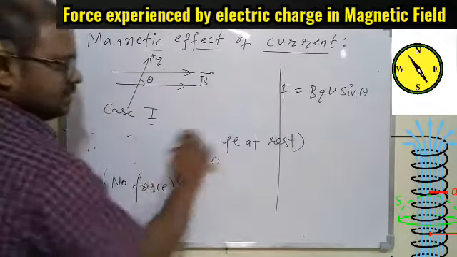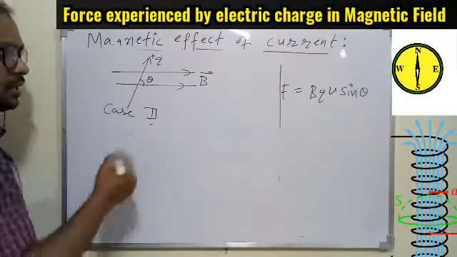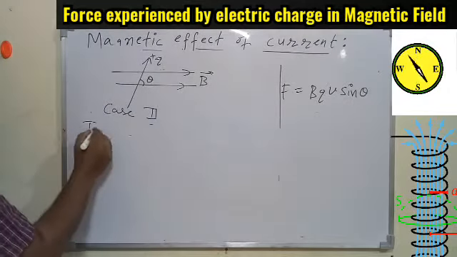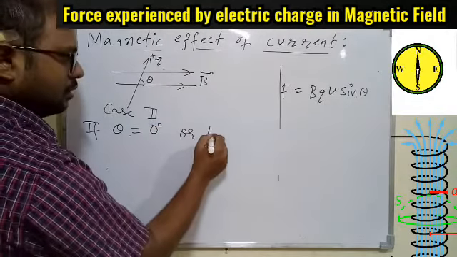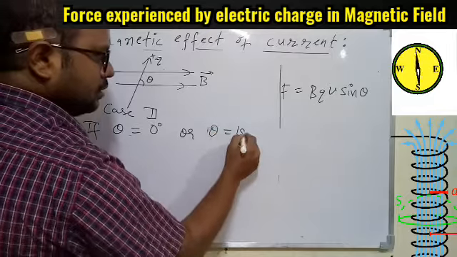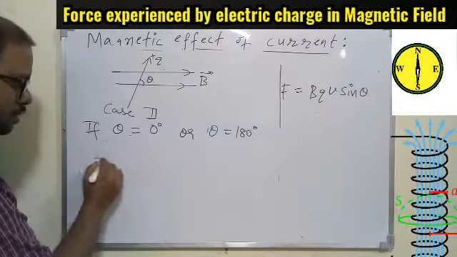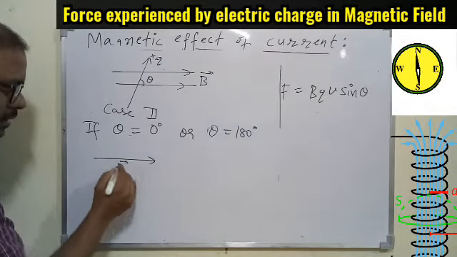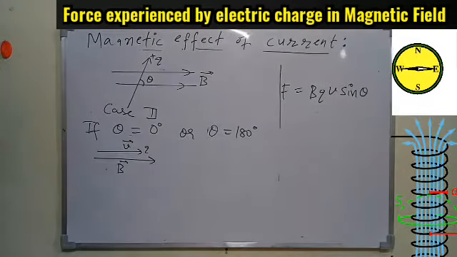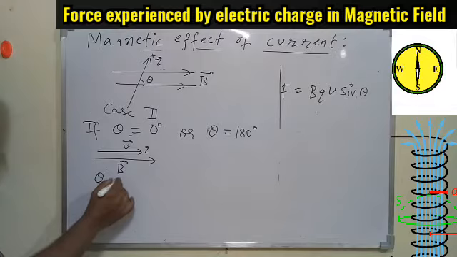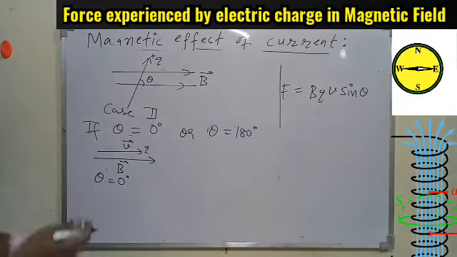Case 2. This formula will give all the answers. Case 2, that is, if theta is 0 degree or theta is 180 degree. The case is this way: the magnetic field is in this direction and the charge is also moving along the same direction, so the velocity is also along the same direction. What is the angle here? Theta is 0 degree. That is, the velocity and magnetic field are parallel to each other.